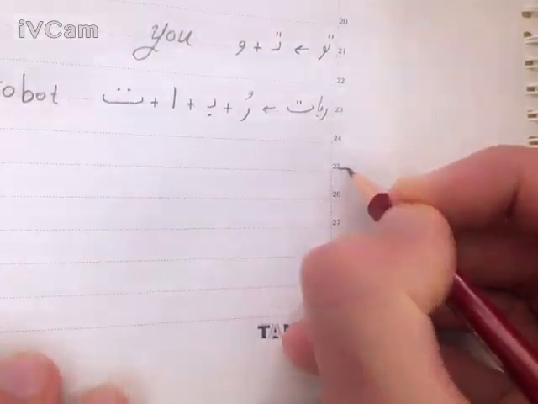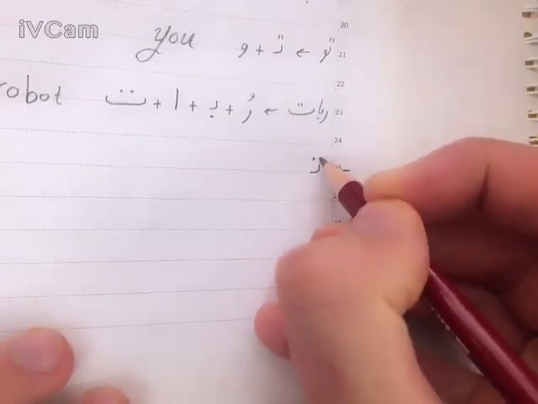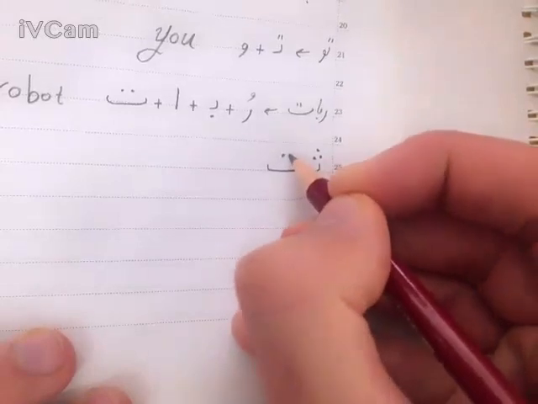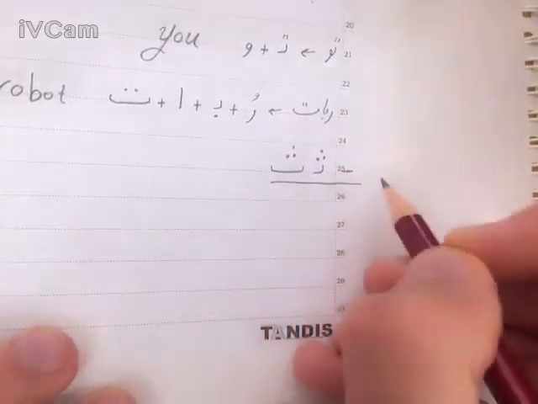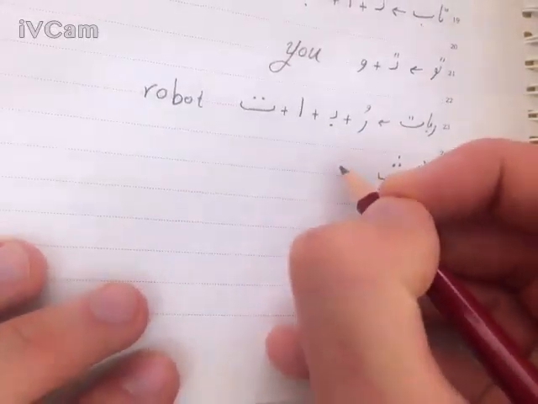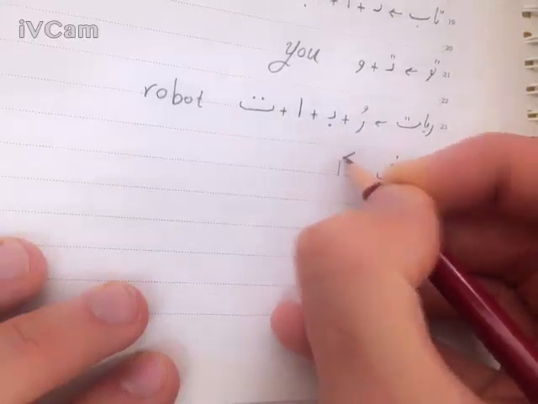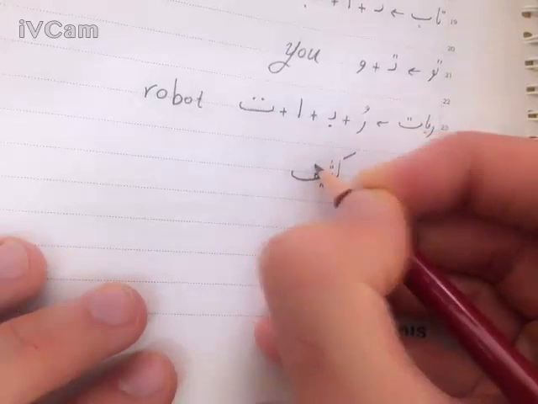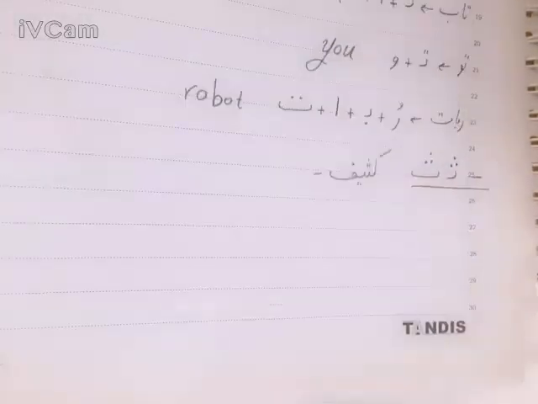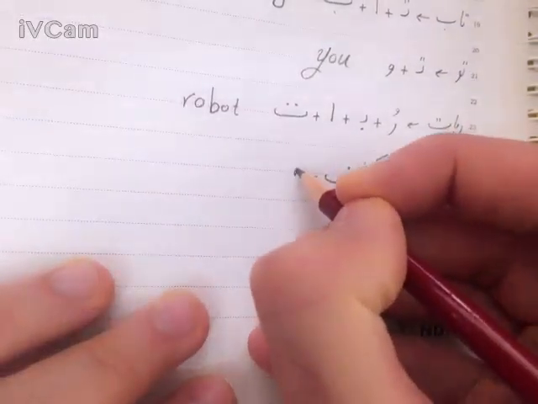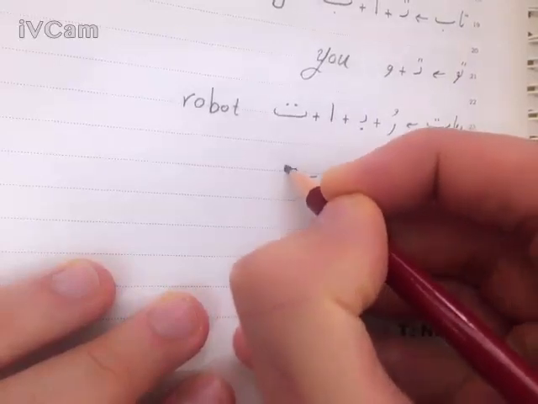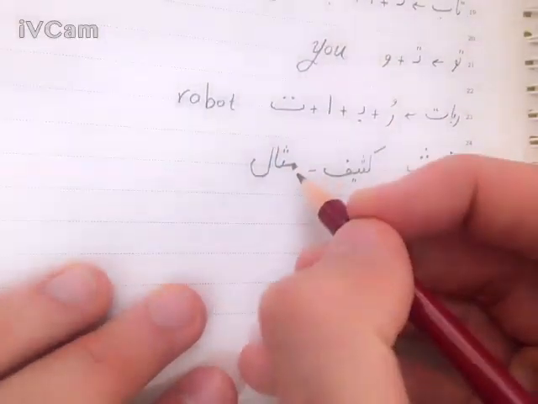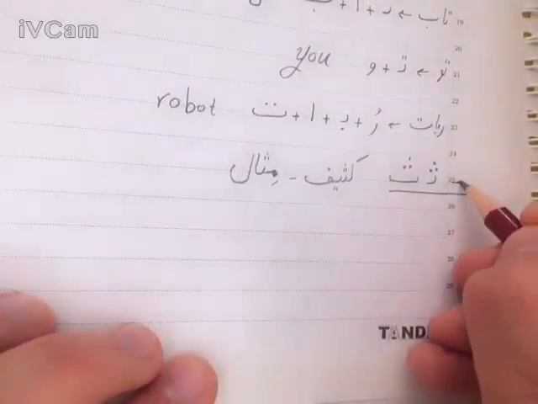The next one is C, but it's not the most common one for the sound C, but we'll see in the future. So that would be kasif. Kasif means dirty. Like misal. Misal means example. Kasif and misal. Let's see how to spell them.